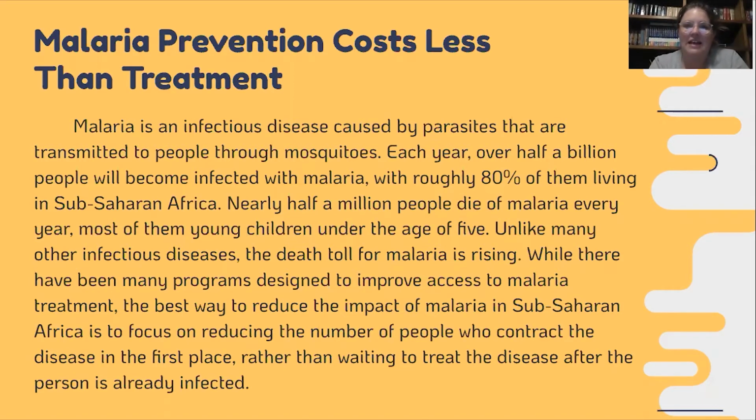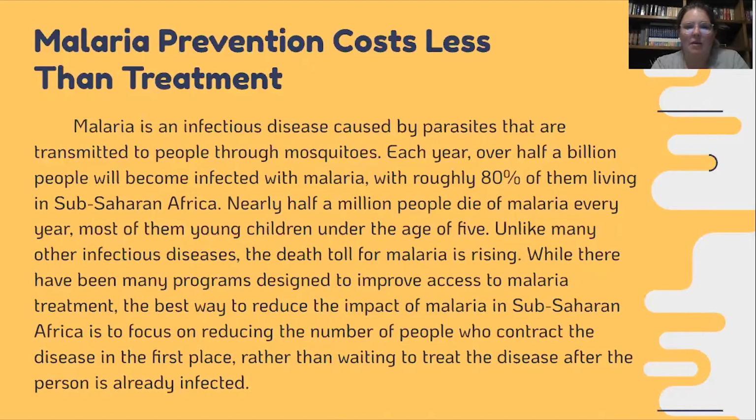Malaria prevention costs less than treatment. Malaria is an infectious disease caused by parasites that are transmitted to people through mosquitoes. Each year, over 500 million people will become infected with malaria, with roughly 80% of them living in sub-Saharan Africa. Nearly 500,000 people die of malaria every year, most of them young children under the age of 5. Unlike many other infectious diseases, the death toll from malaria is rising.